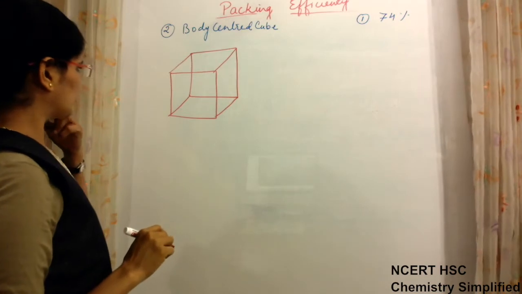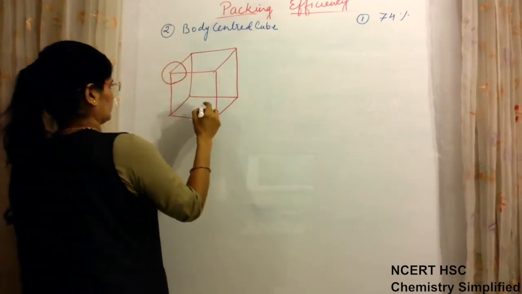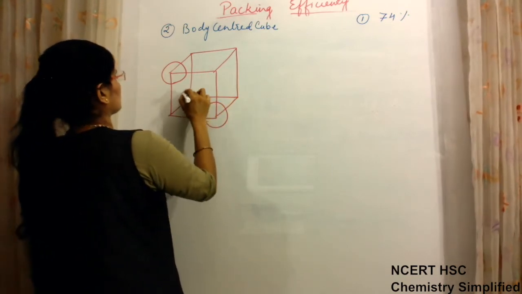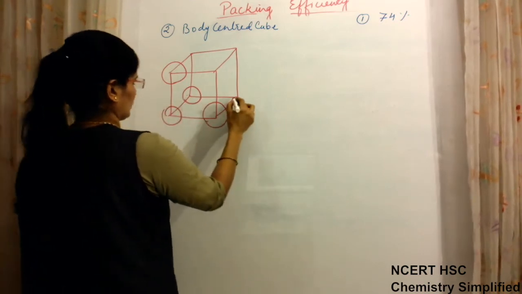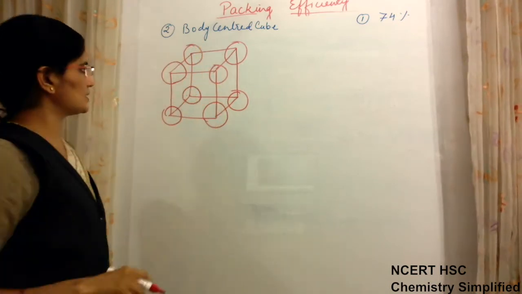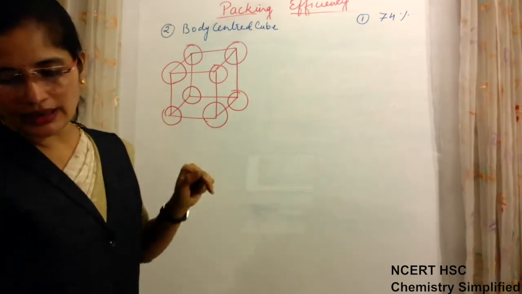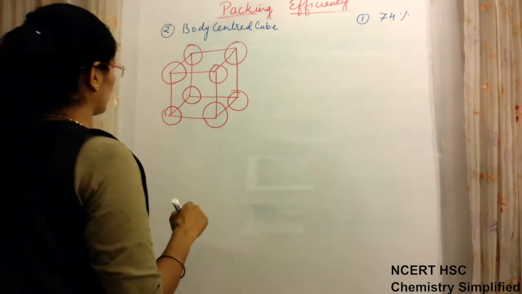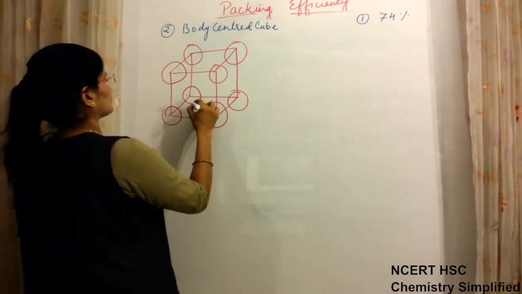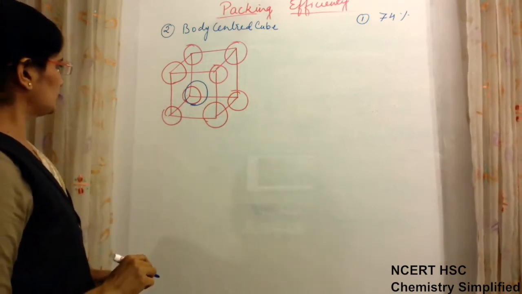Okay, now these are the particles which will be present on the corners. Along with this, one particle we require in the center of it. So one big particle actually we have to make, one particle in the center of the cube.